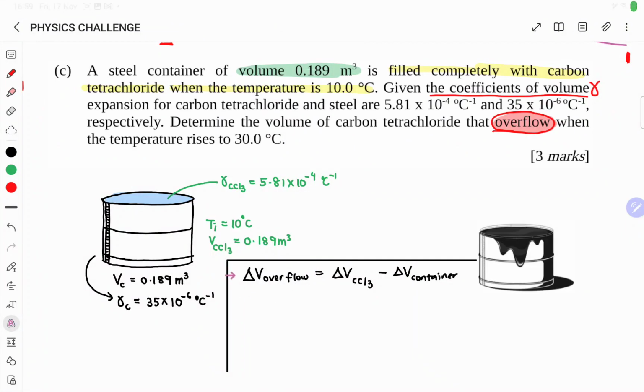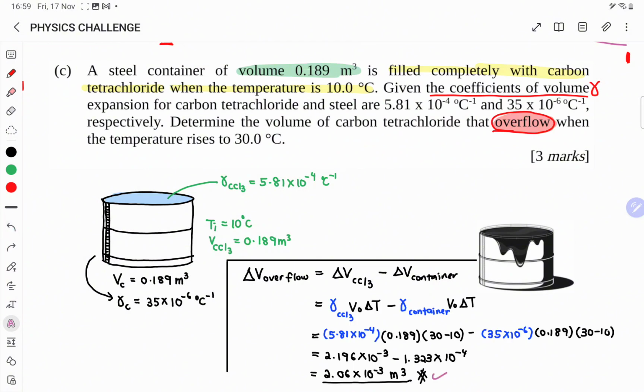To calculate the overflow of the carbon tetrachloride, we have to take how much the carbon tetrachloride has expanded minus how much the container has expanded. Then we just substitute. We just use the formula just now: delta V equals gamma V not delta T. The container and also the carbon tetrachloride are having the same volume, but they have different gamma. So when we minus, we will get the overflow volume.